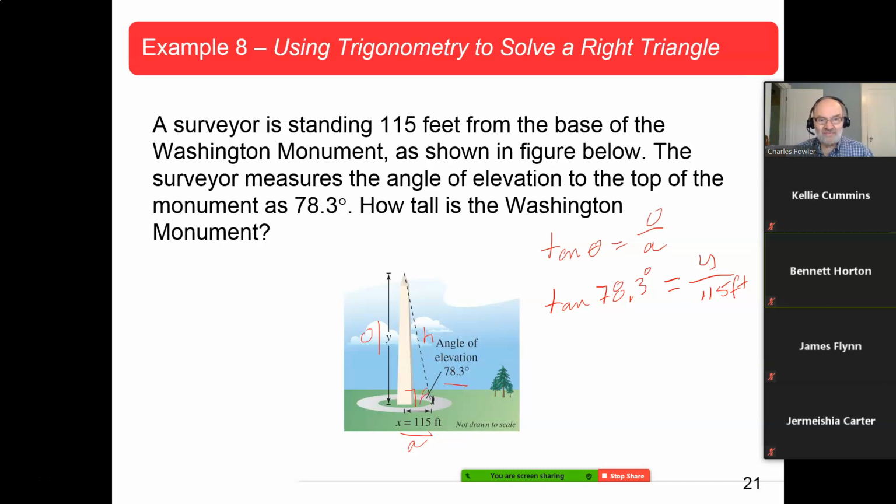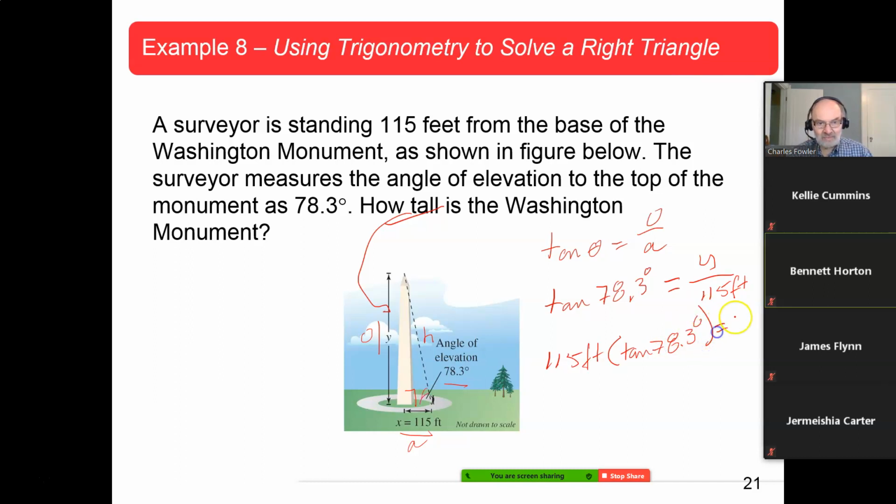Well, if you're trying to find out what the height is, which is what your variable is standing for, how tall it is, that's your y, then multiply both sides of the equation by 115. So you get 115 feet, I'm going to keep the units for now, times the tangent of 78.3 degrees.